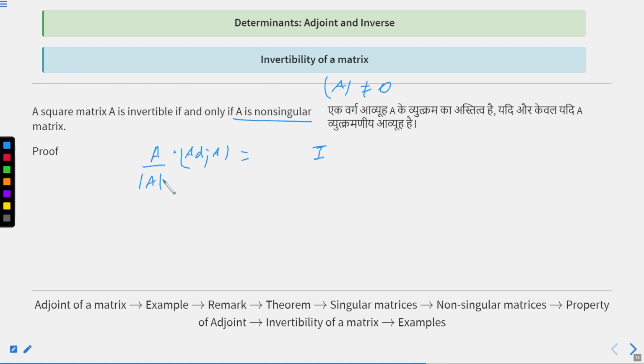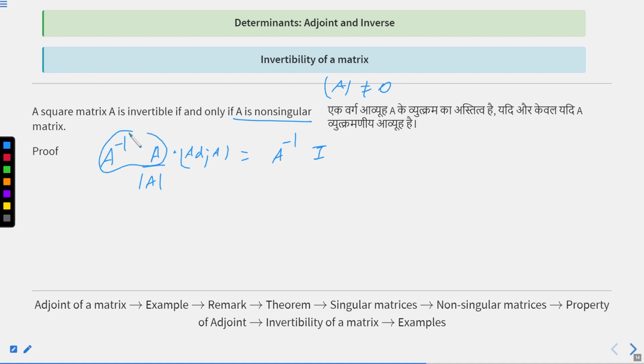Now what I will do is pre-multiply with A inverse. I am doing pre-multiplication. In matrices, if you pre-multiply on the left hand side, you must pre-multiply on the right hand side. If you post-multiply on the left hand side, you must post-multiply on the right hand side. The same type of multiplication will be done. Now what?